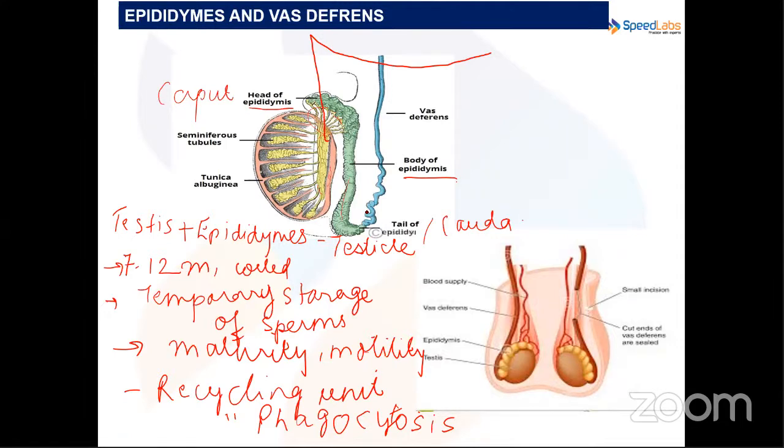So understood. What is the function of the epididymis? The function of the epididymis is to temporarily store the sperms, provide maturity and the ability to move slowly so the sperms become active. Also, it helps in phagocytosing the sperms. Okay, so this is the epididymis, the first duct. They can stay in the epididymis for around a month.